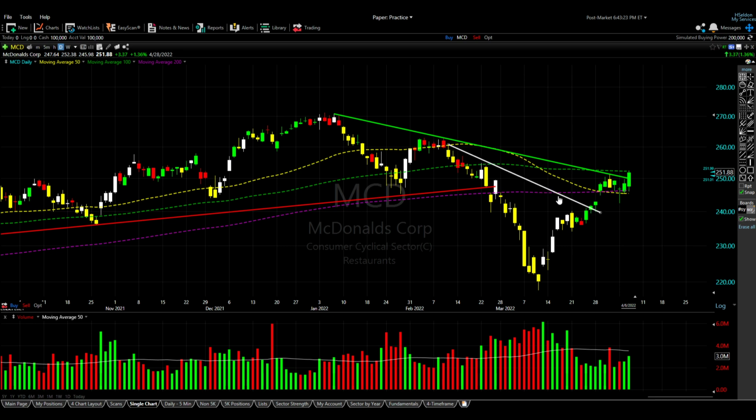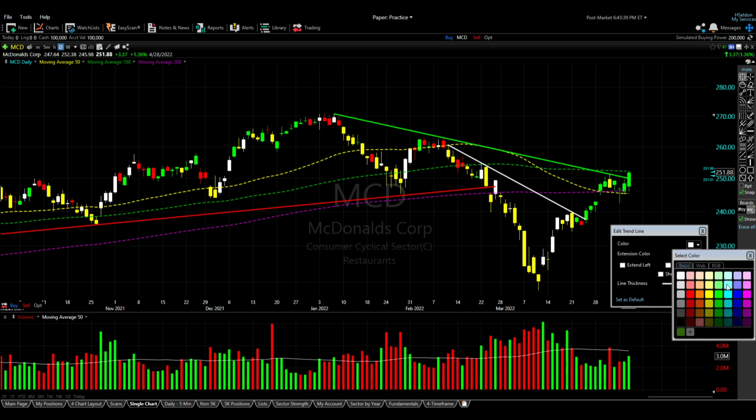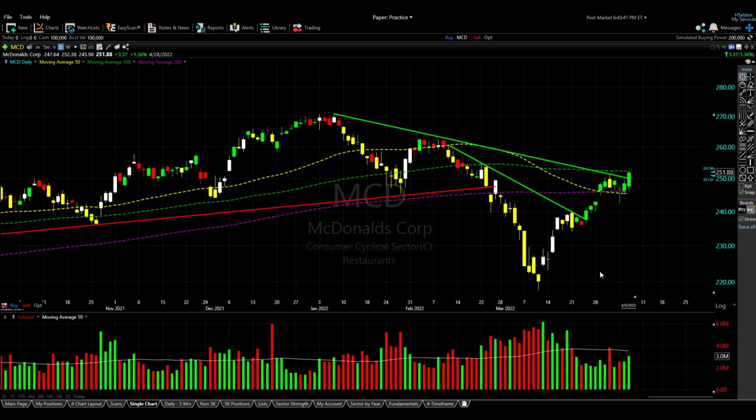Let's just go to there and connect it. I hate this way to draw. It gets drawn to the wick itself over there, but here, this one's clearly breached to the upside. And so that's green. Great.